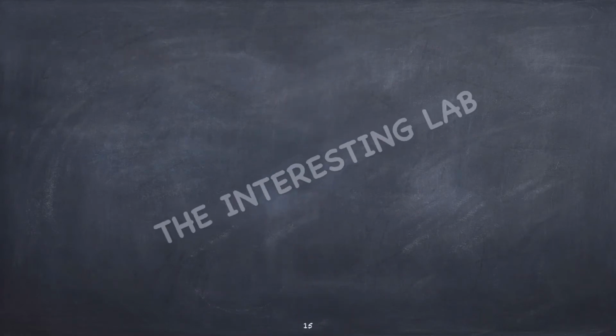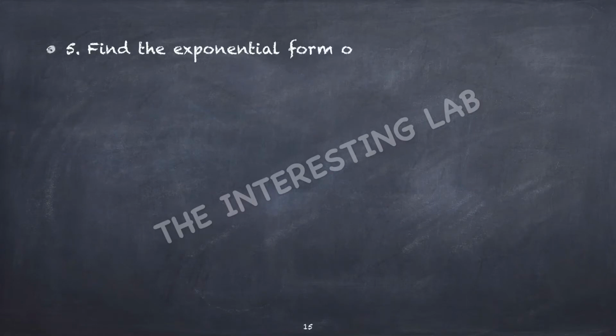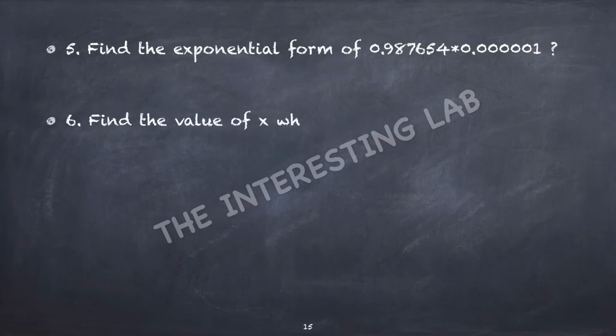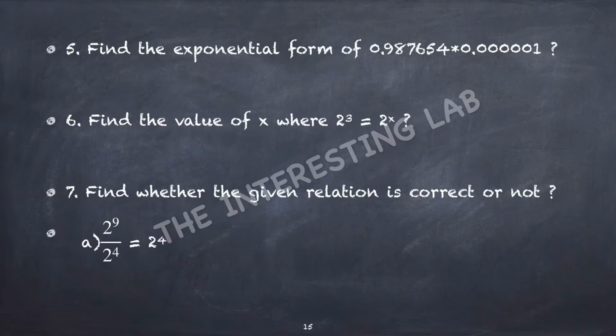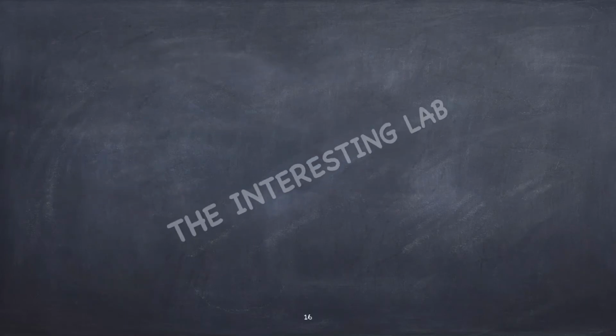5. Find the exponential form of 0.987654 times 0.000001. 6. Find the value of x where 2 cube equals 2 power x. 7. Find whether the given relation is correct or not. A. 2 power 9 by 2 power 4 is equal to 2 power 4. B. x power 5 times x cube equals x power 15.